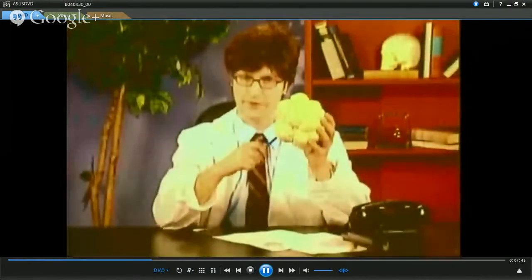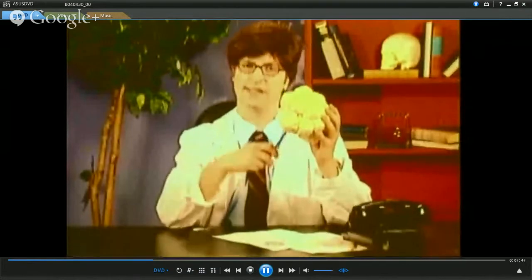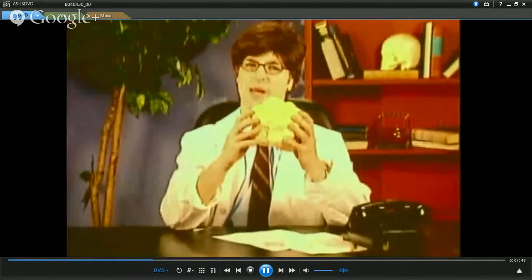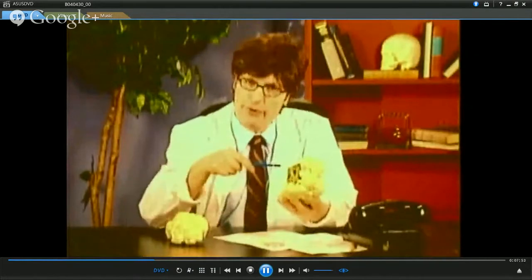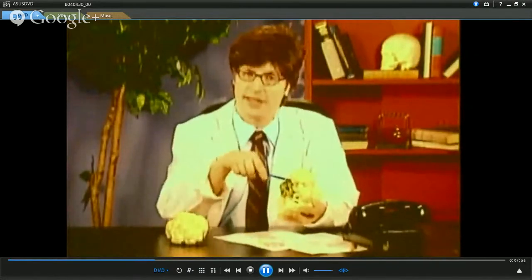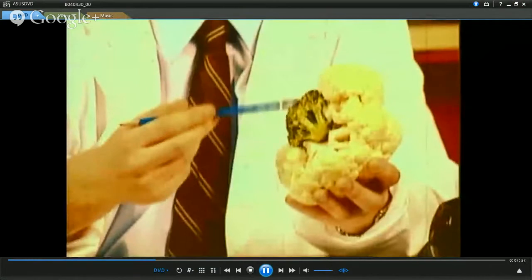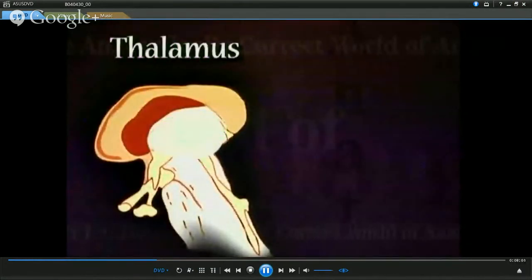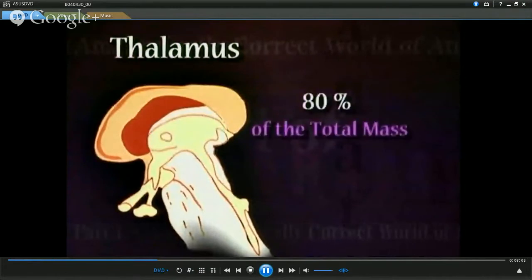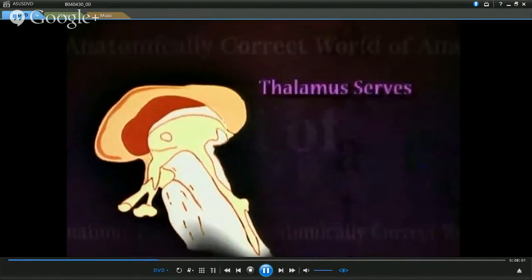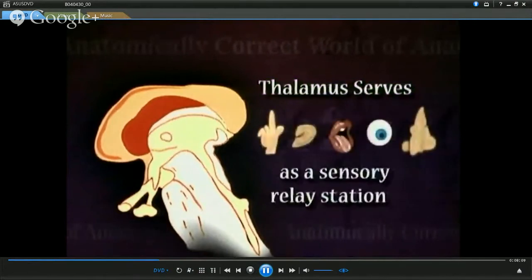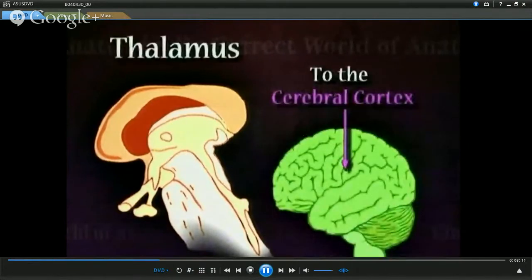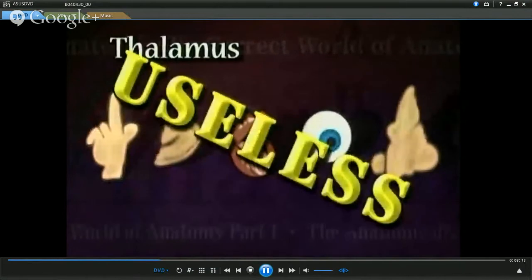The diencephalon is wedged up here, safe and snug between the two hemispheres of the cerebrum. There now. Here we go. Here we find the thalamus and its two buddies, the hypothalamus and the epithalamus. The thalamus is a solid egg-shaped structure that makes up about 80% of the total mass of the diencephalon. So you could say it's pretty big. The thalamus serves as a sensory relay station to the cerebral cortex. Without it, our five senses would be useless.